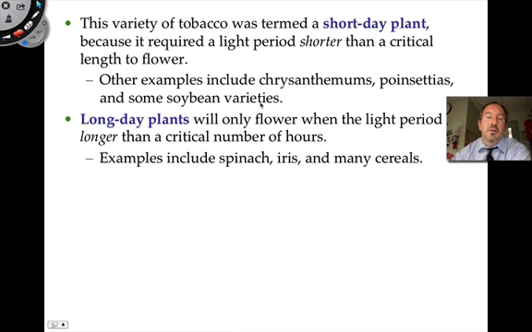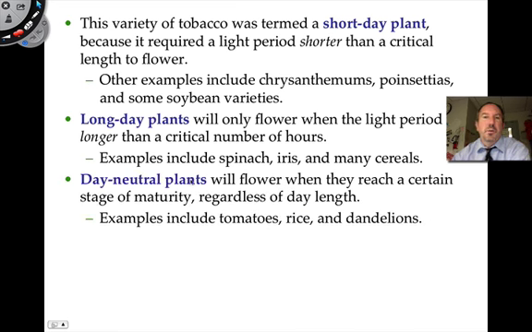And then they started noticing that other varieties of plants flower only when the light period is longer. And so they called them long day plants and short day plants. An example of a long day plant would be like spinach, or iris is sort of the icon. We always talk about chrysanthemum and iris and some cereals as well. And then there's some plants, kind of the whole spectrum here, that kind of disregard photoperiod, and so they're day neutral. And so they flower regardless of the length of the day.